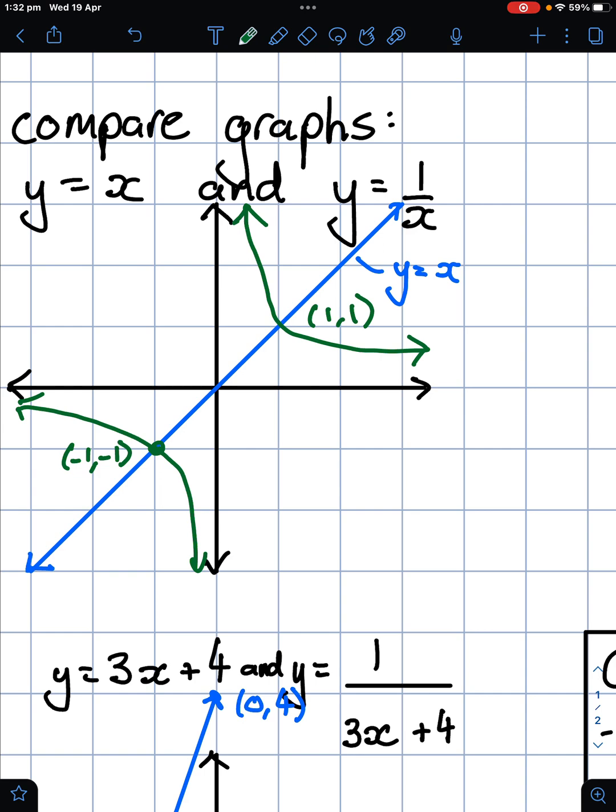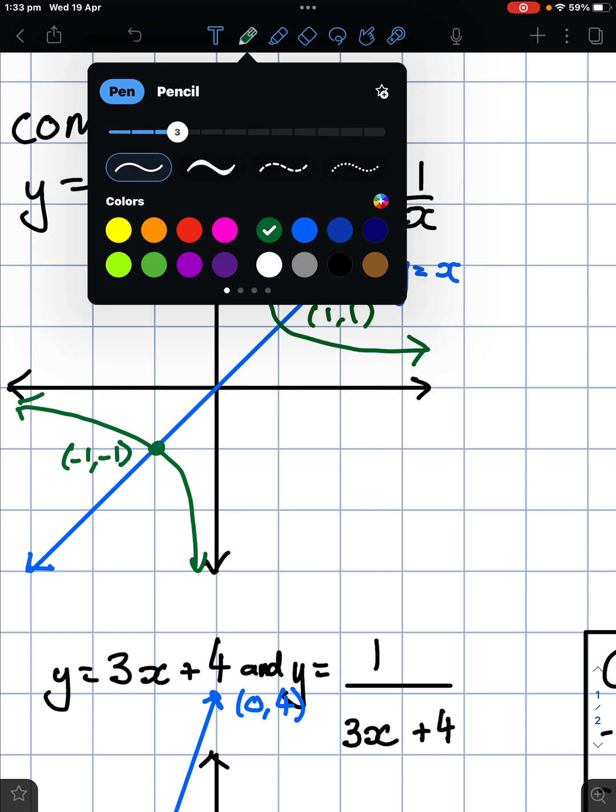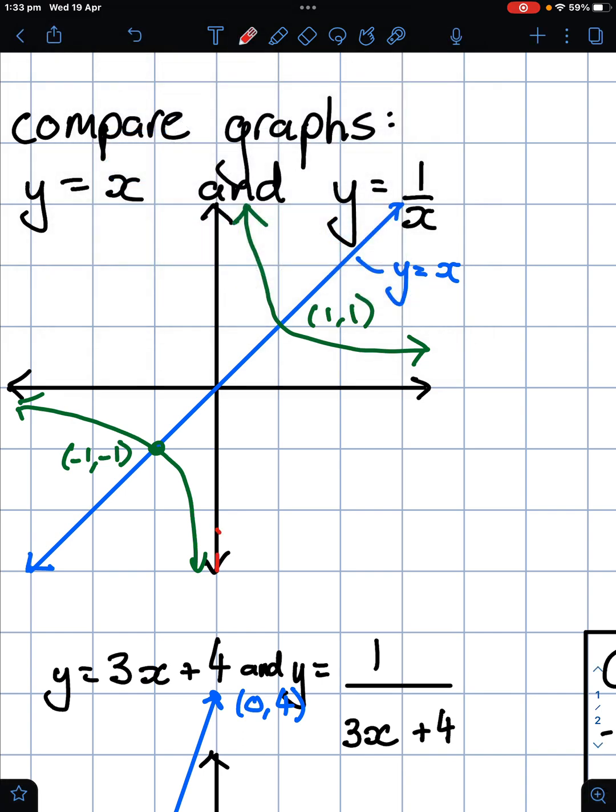Now, looking at the graph, we can see that x can't equal 0. I'm going to use this color here. This would be an asymptote, so the function would never equal that. And as we approach infinity, you see that it peters out, so we would never go past these either. Now, let's go to the next one.